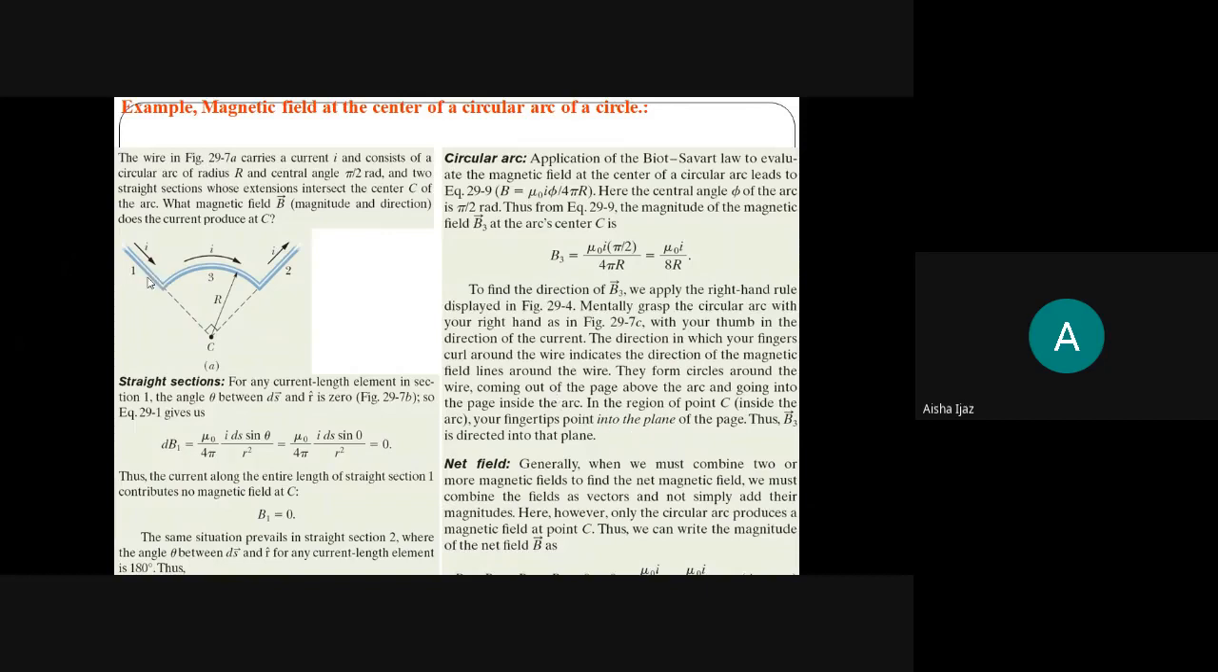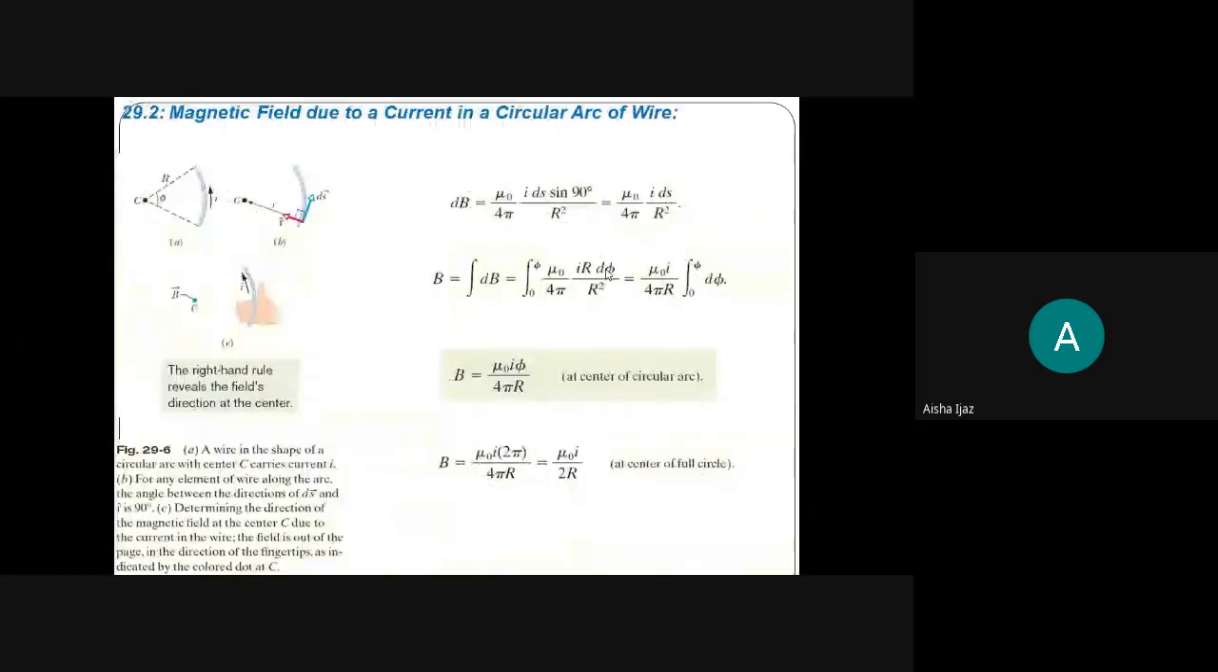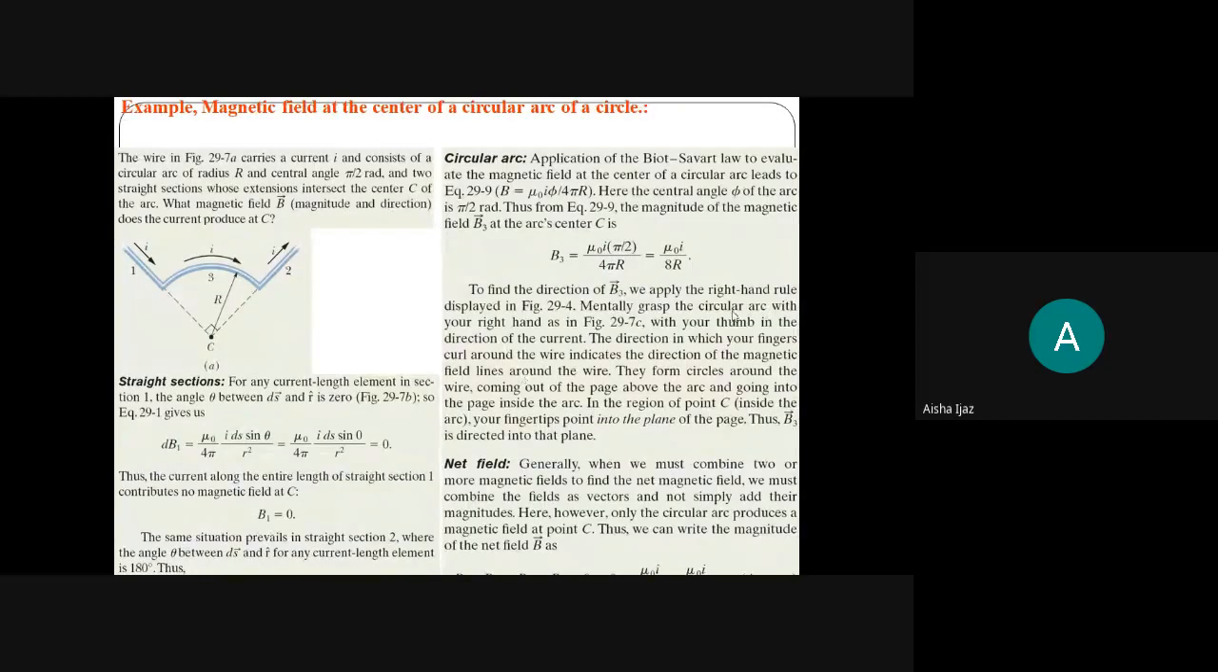The total B will be B1 plus B2 plus B3. B1 and B2 will be 0, and B3 is simply mu naught I phi over 4 pi r, which we have just calculated here. Now this phi is replaced with pi by 2. So you are getting mu naught I over 8r. This is the answer which is given here.